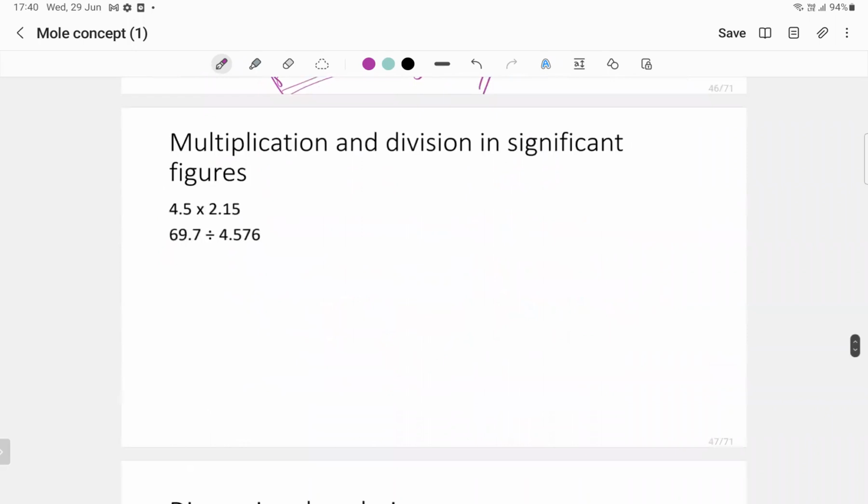Okay, make it fast and say the answer. 4.5 into 2.15. What's your answer? Students present online, you can also do these two problems. Just multiply and say the answer according to the significant figures. Okay, ma'am.